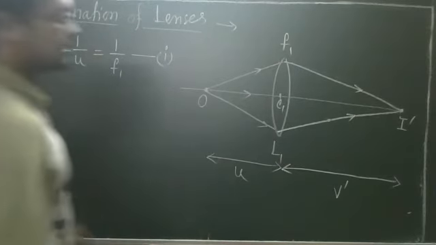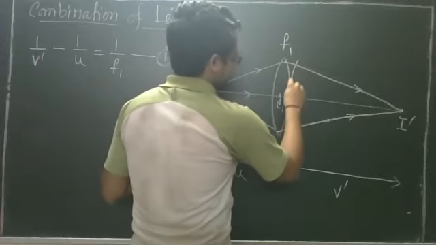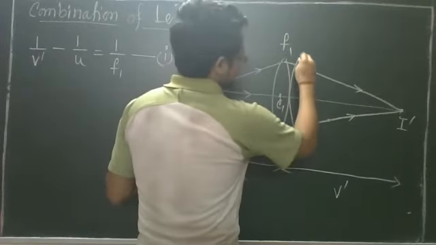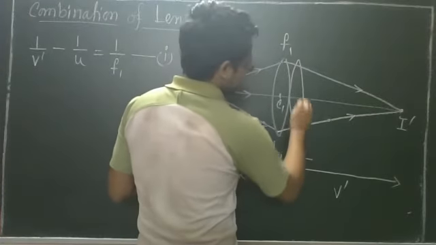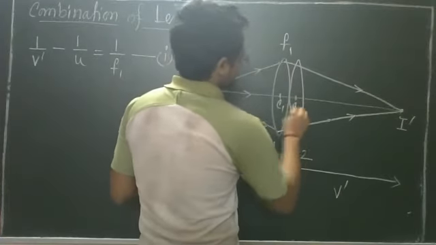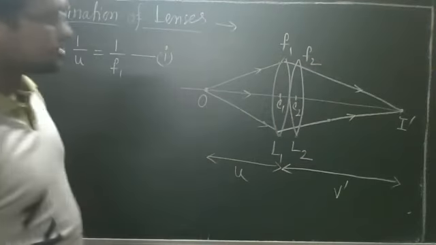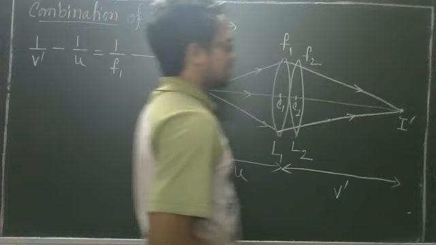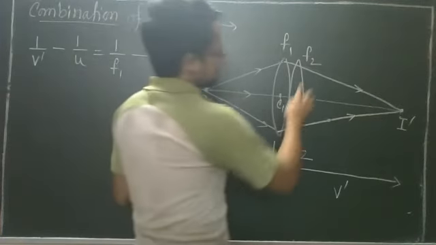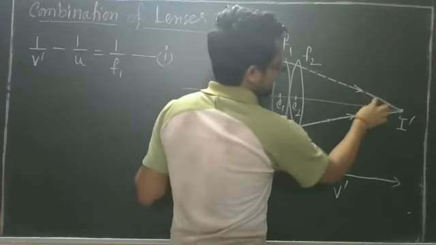Now I am putting another lens in contact. They are thin lenses; here remember, they are thin lenses. So I am putting another convex lens. This is L2, center of curvature C2. Its focal length is suppose f2. So when I put another lens, then at this point we will not get the image. Then this will be the dotted line.